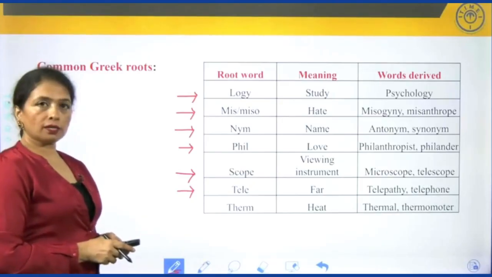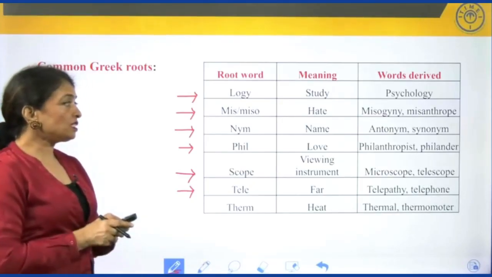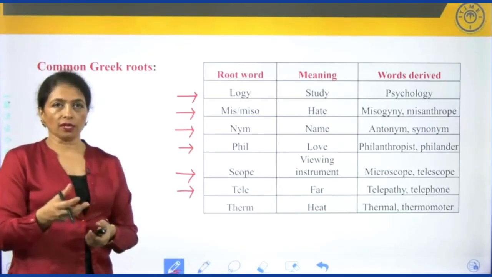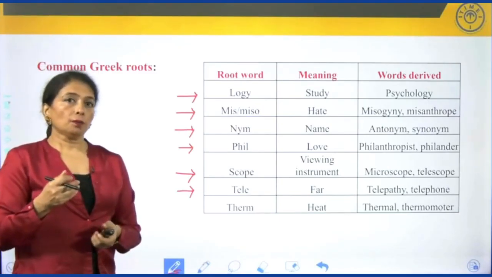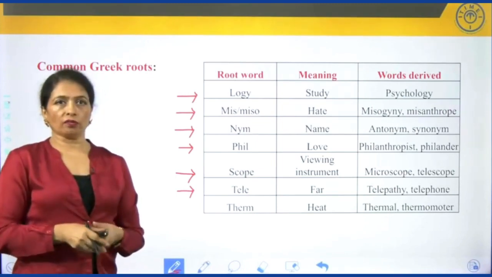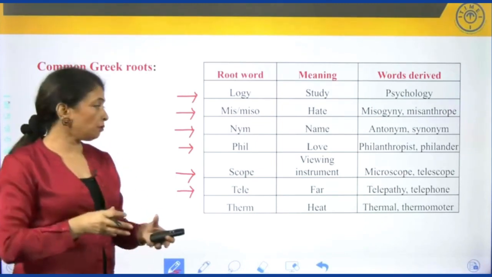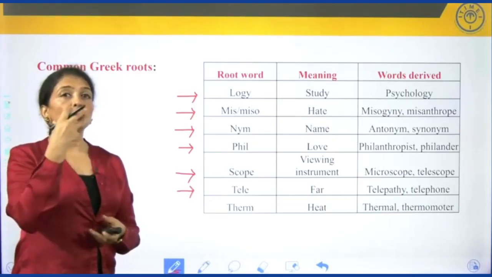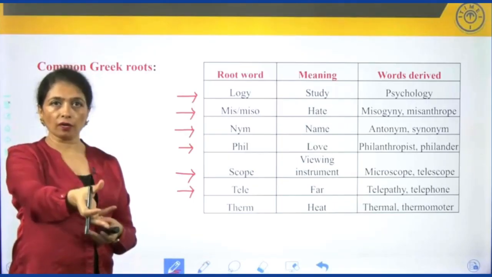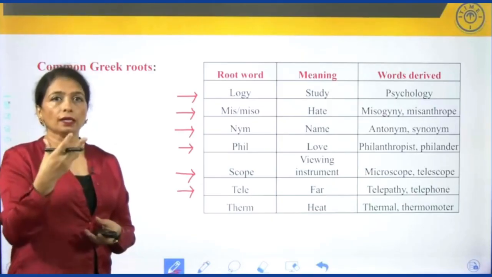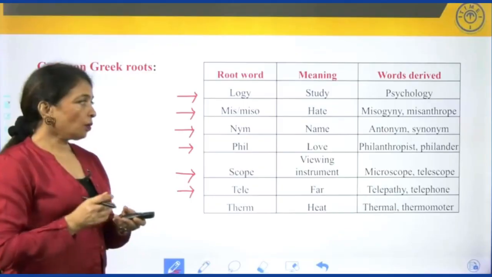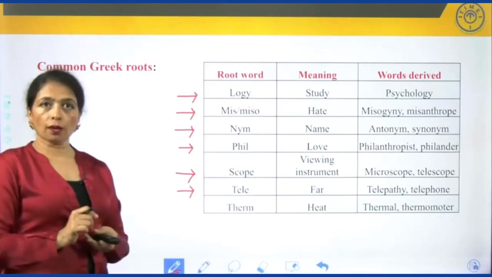Well, tele has already come in now, and I've also explained it. Tele means far. We have telepathy and telephone. So, telephone is that device which helps us talk to people who are far away. Phone means sound and tele means far. So, we are able to communicate with people who are far away using sound, and that's why the device is called telephone. Telepathy. Now, here there's another root word, pathos.